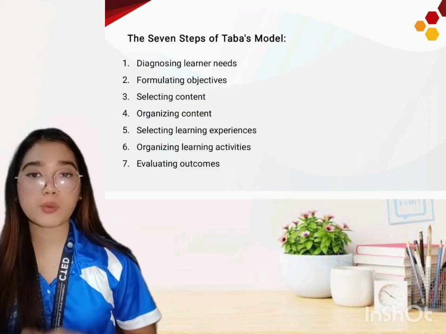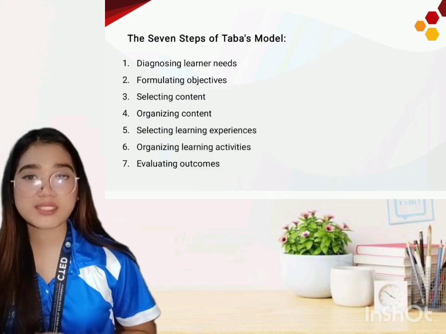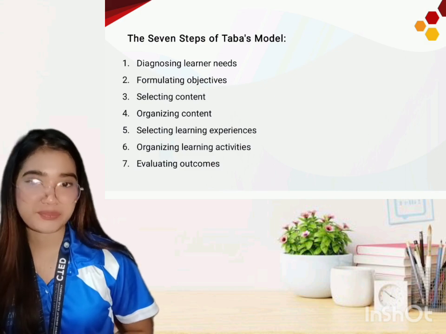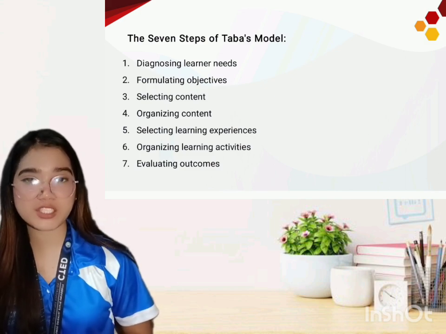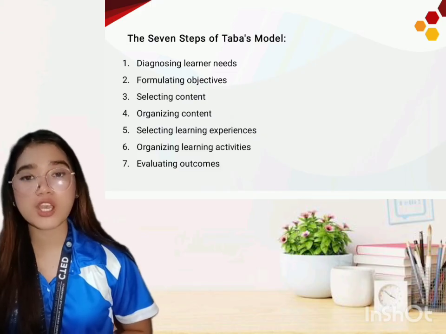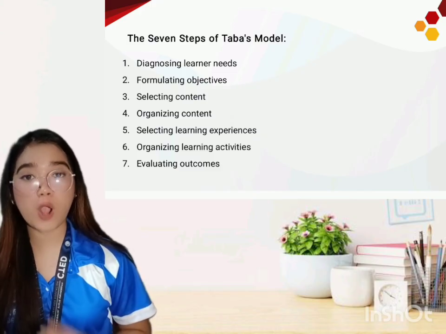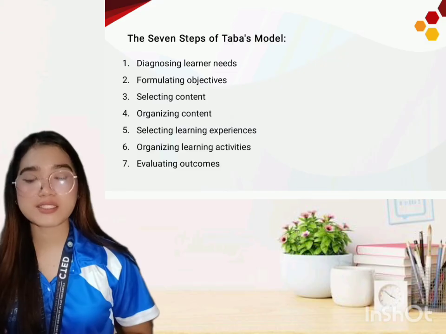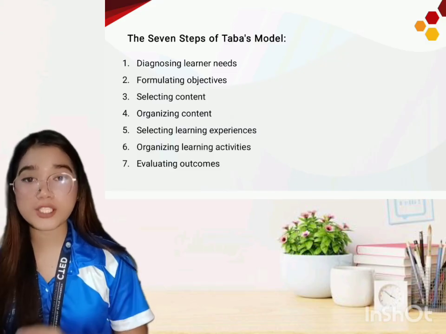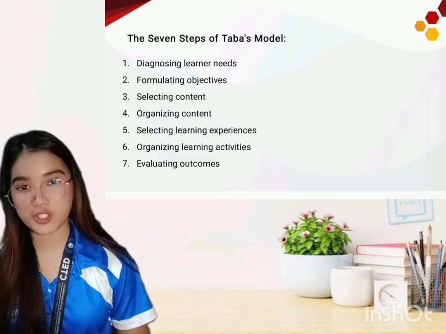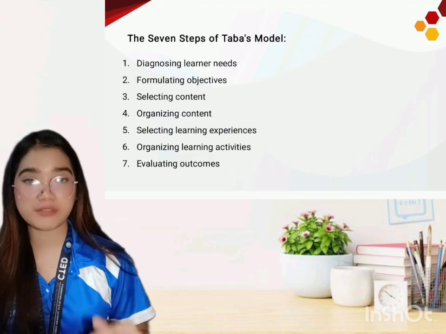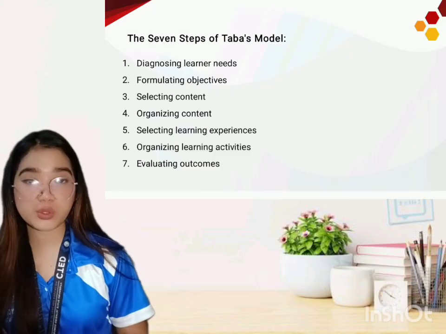Fourth step, we have organizing content. The selected content is arranged in a logical sequence to be taught effectively. Fifth step, selecting learning experiences. Teachers choose and design specific educational activities and methods to help students achieve the objectives. And sixth step, we have organizing learning activities. These experiences are then structured and put into practice in the classroom. And last step, we have evaluating outcomes. The curriculum's effectiveness is assessed to determine student achievement.